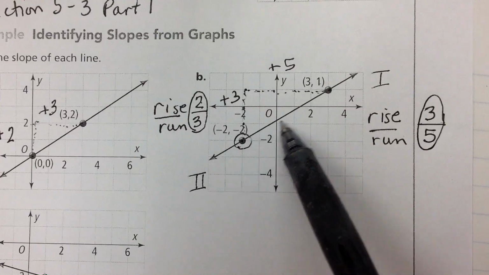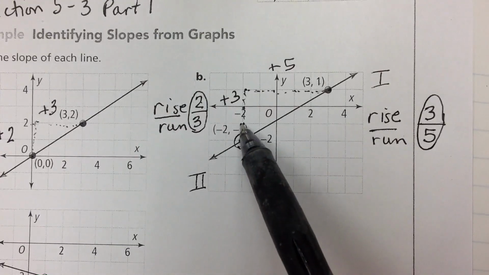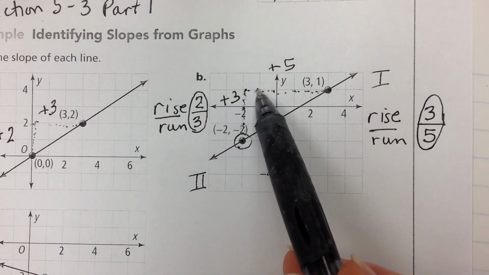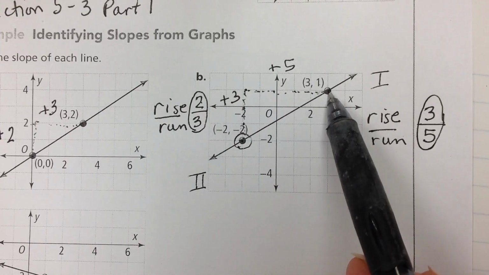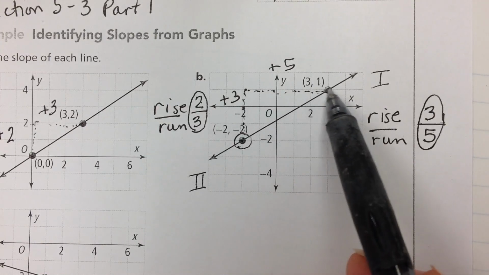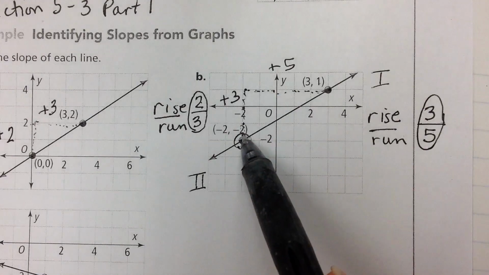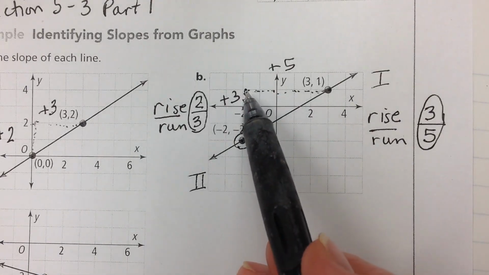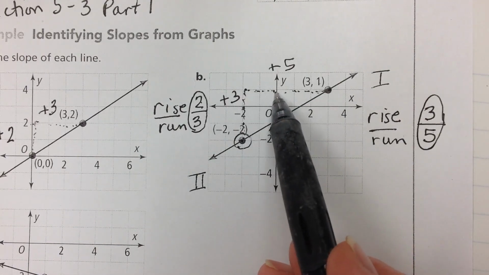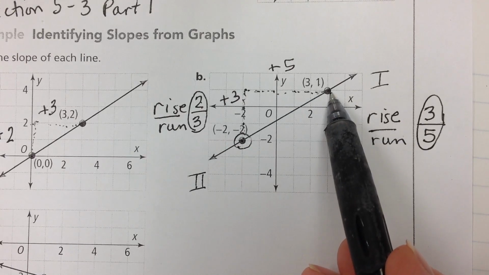To go from one point to the other, I had to rise 1, 2, 3, and I had to run 1, 2, 3, 4, 5. You're just counting the squares over. So counting the squares up, positive 3, counting the squares to the right, 1, 2, 3, 4, 5.